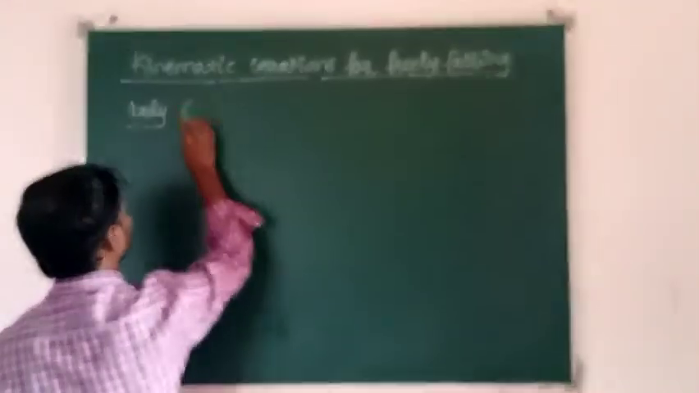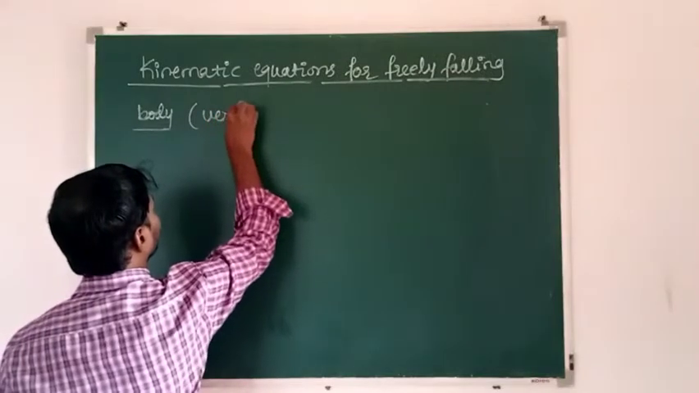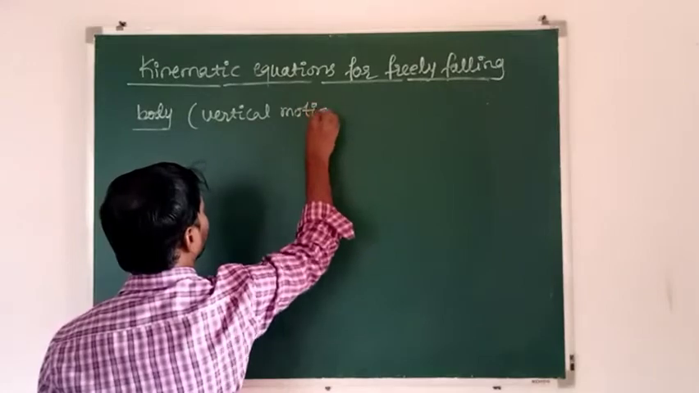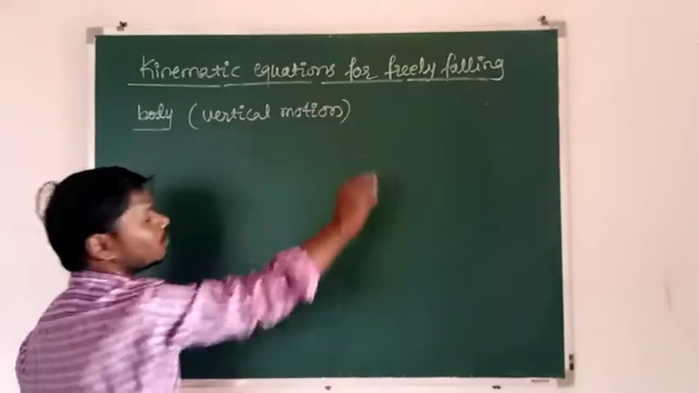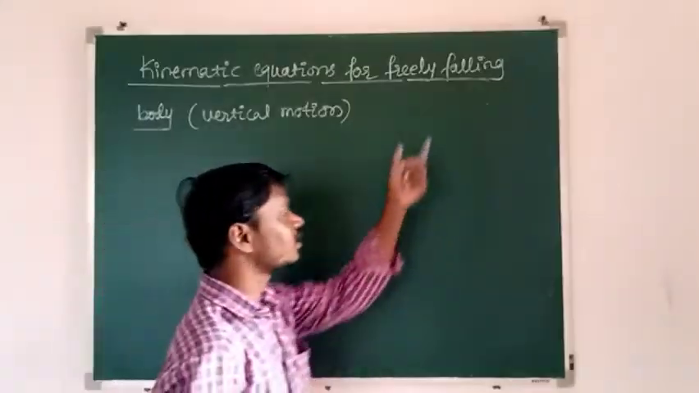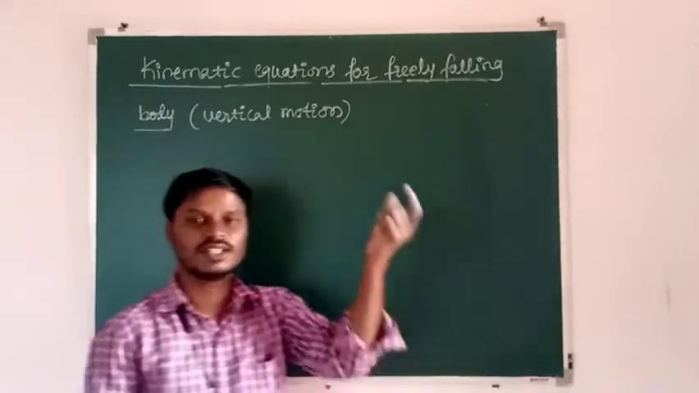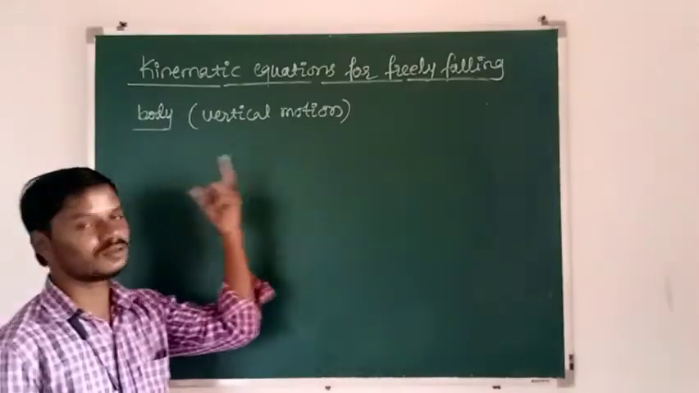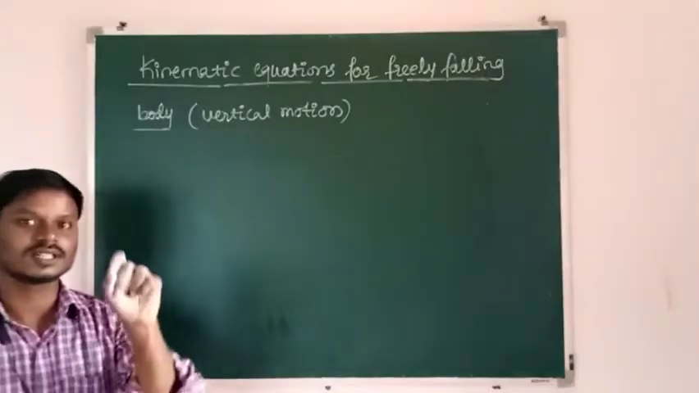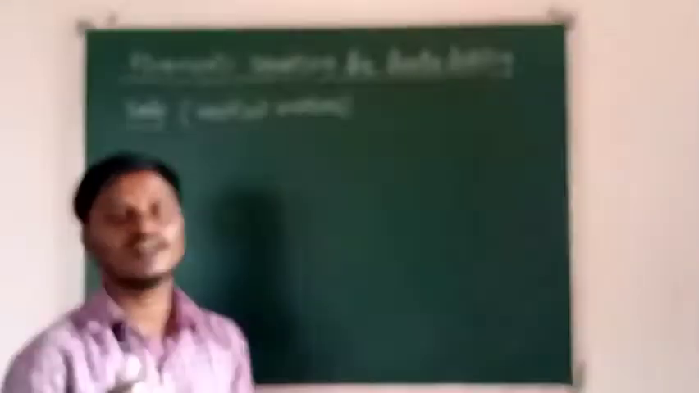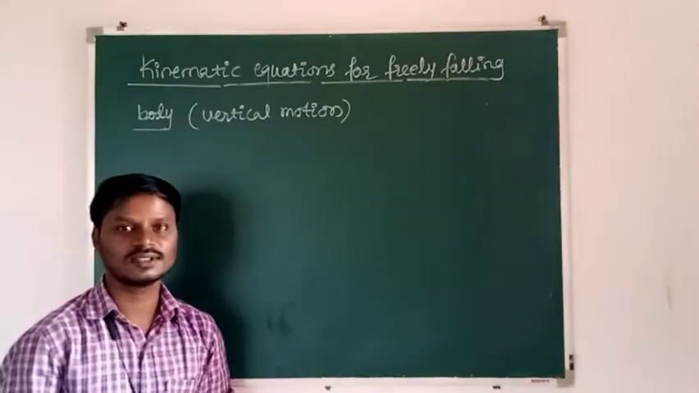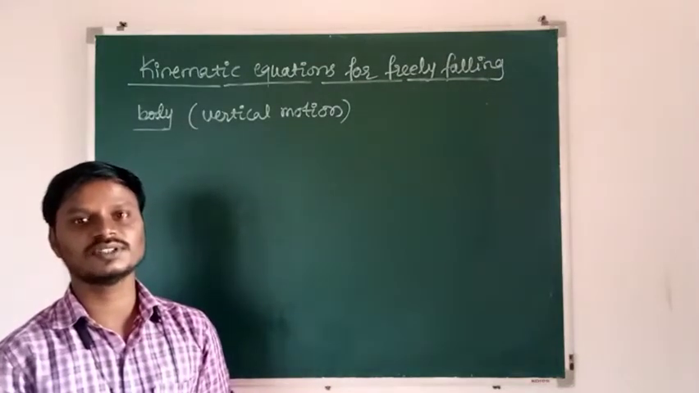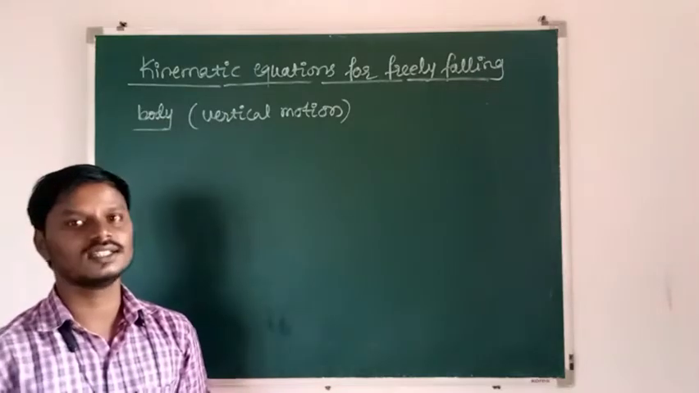Vertically downward motion means we are going to discuss the kinematic equations used in vertical motion. Free falling means here the body is falling down, under the influence of gravitational force. Which gravitational force? Earth's gravitational force. Already you know what is meant by gravitational force. It is a force of attraction between two heavy bodies in the universe.